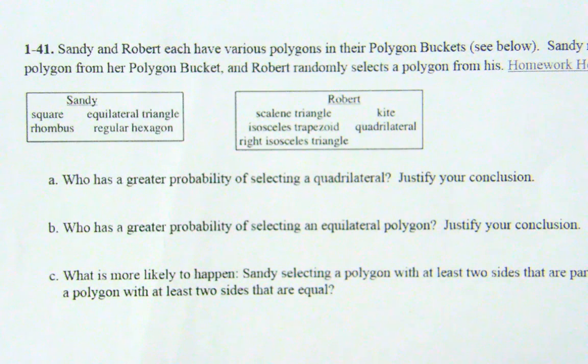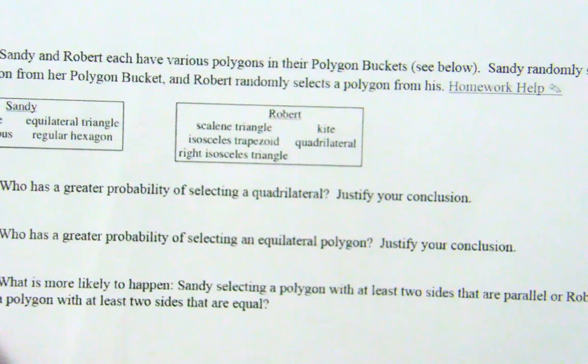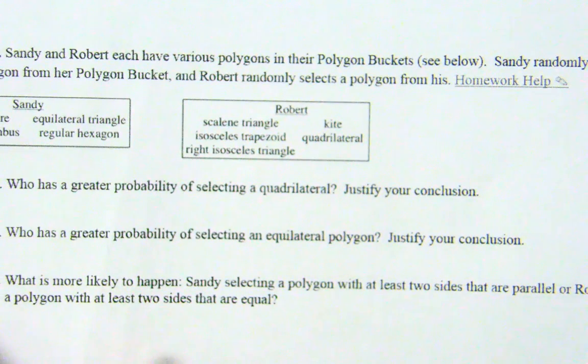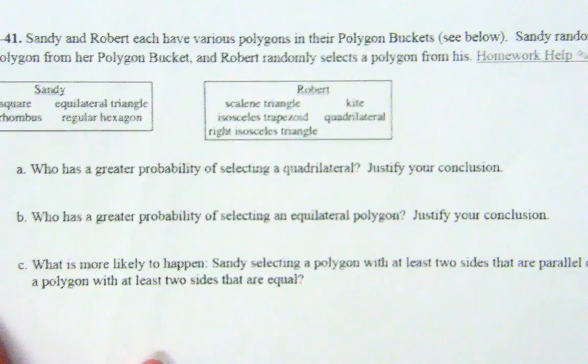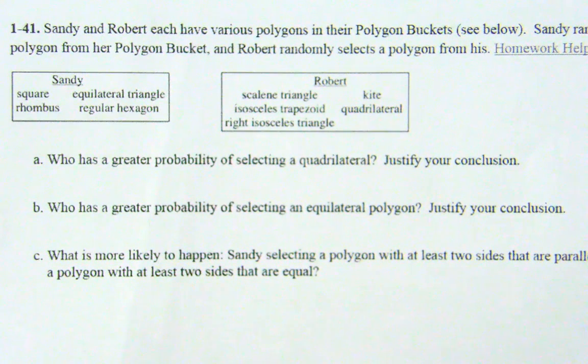Robert has 1, 2, 3, 4, 5, 6 polygons. Sandy randomly selects a polygon from her bucket, and Robert randomly selects a polygon from his bucket. What is the probability of selecting a quadrilateral? Who has the greater probability of selecting a quadrilateral? And then who has the greater probability of selecting an equilateral polygon? And then what is more likely to happen?